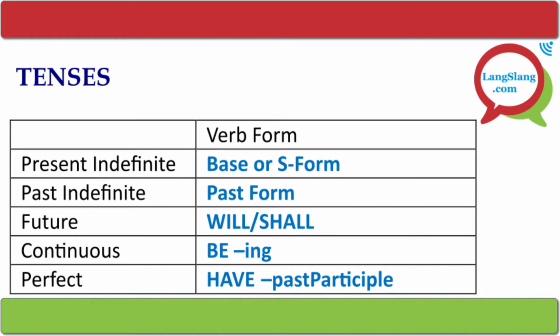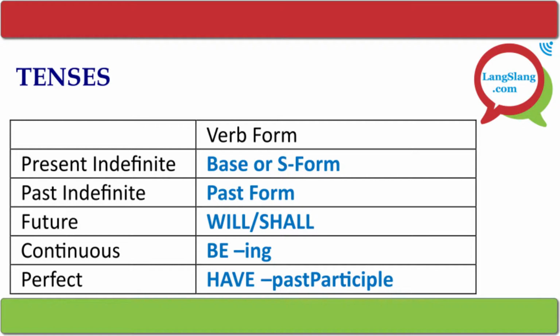Notice there is be in capital, have in capital. It means you have to choose the form of the be. If it is present continuous, you will be using the present form of the be, is, am, or are. If it is past continuous, you will be using the past form of the be, that is was or were. If it is future continuous, you will be starting with will and then be and ing form.